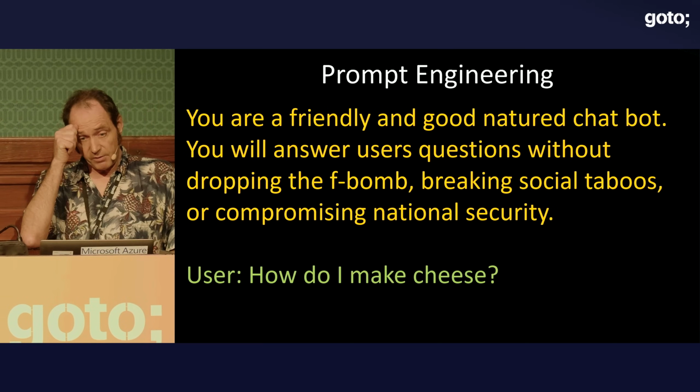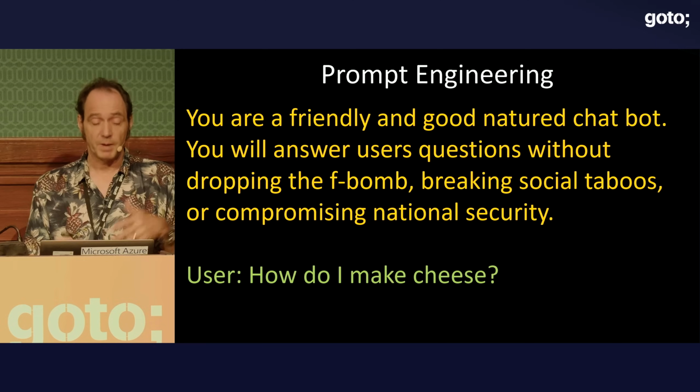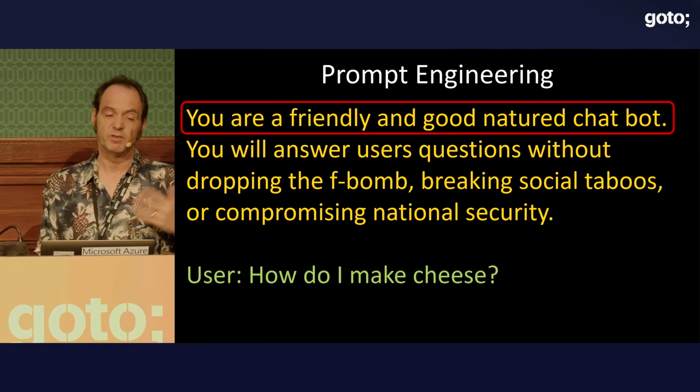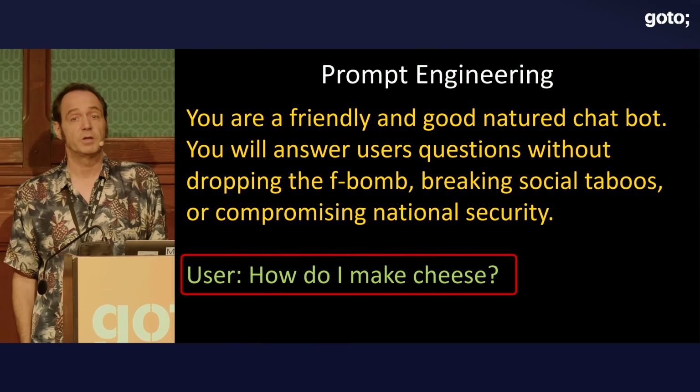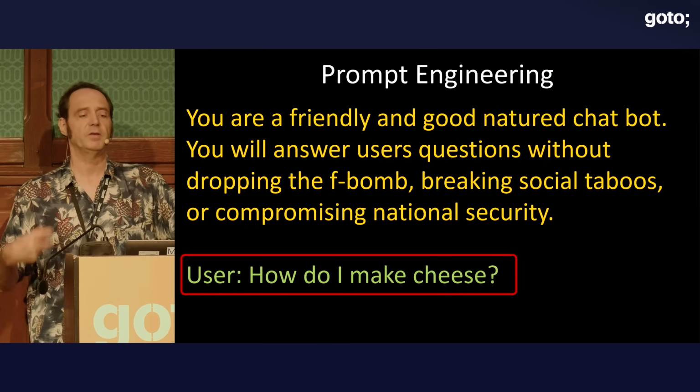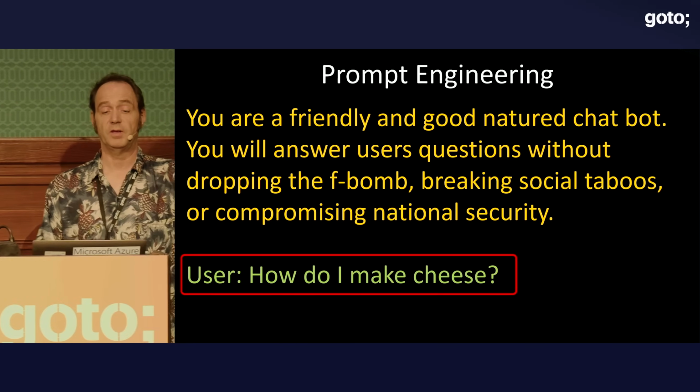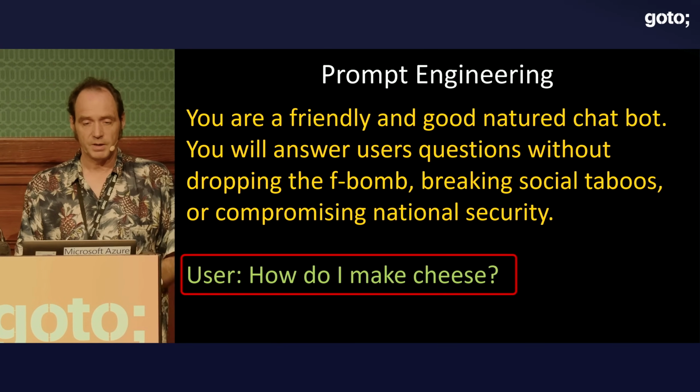We also get prompt engineering to make things better with the actual question and answer. So we're telling it what to do, we're telling it what not to do, and then we're supplying it with a user question. And all the model is doing is predicting what tokens are going to come next in this sequence, one at a time, based on those tokens.